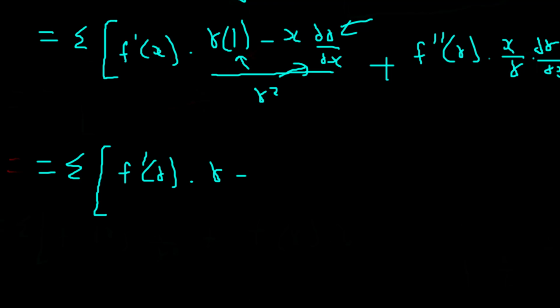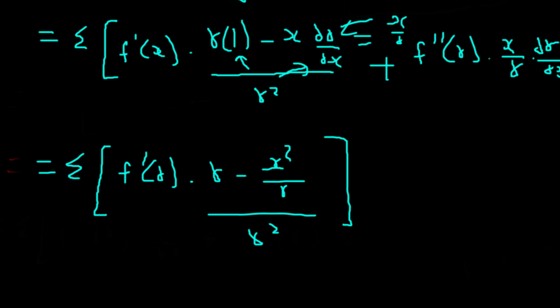It will be, let's just put r for instance, and del r by del x is equal to x by r. So putting this here, it will be x square by r. Here it is r square, plus f double dash of r into del r by del x, as I said already 2-3 times, it's x by r, so it will be x square by r square. Cool.